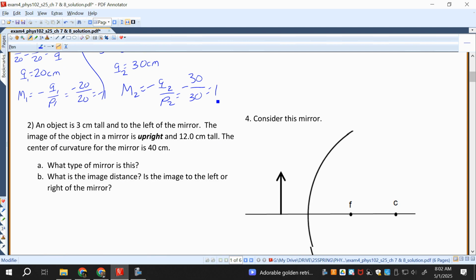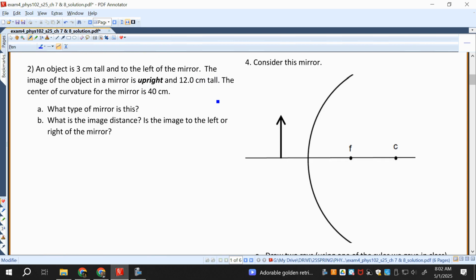Positive 1. All right. Object is 3 centimeters tall and to the left of the mirror. The image is upright and 12 centimeters tall. First, I just want to know what type of mirror this is. This is a mirror where the image is bigger than the object. So that means that it has to be a concave mirror. If you recall, that would look like a situation like this, where my object is right here and my image is right there. Okay, so it's a concave mirror.